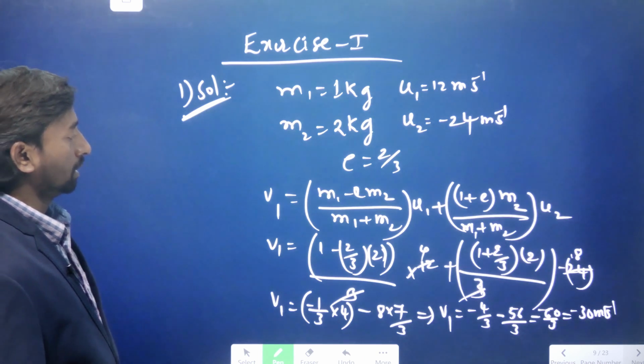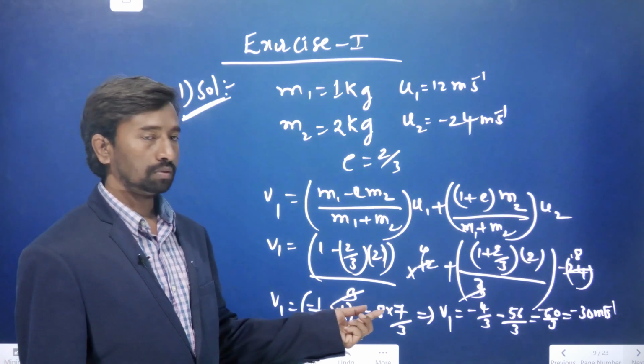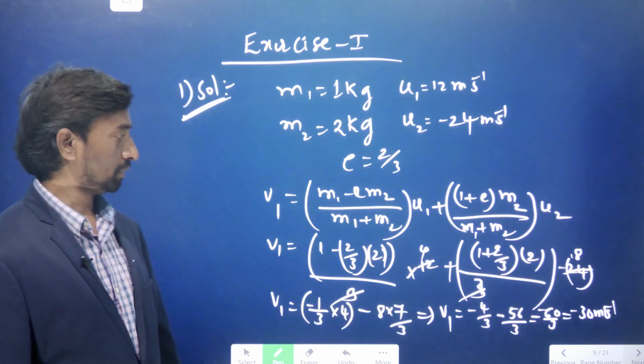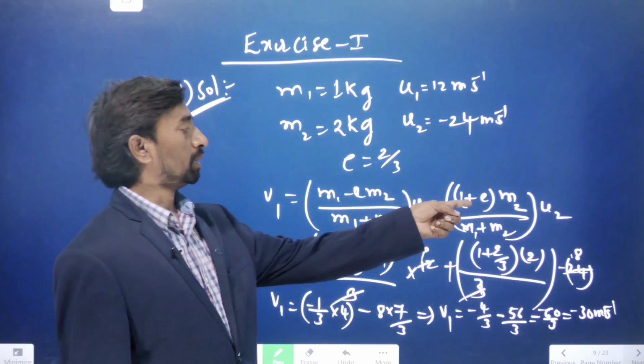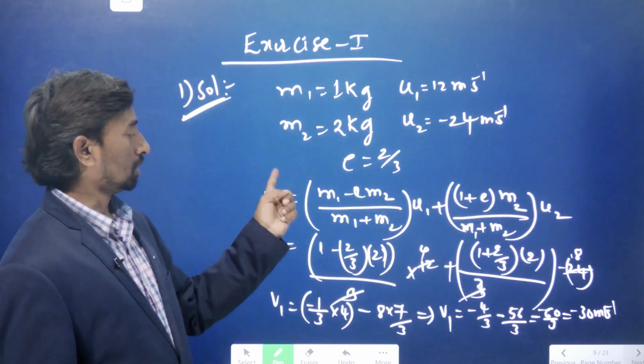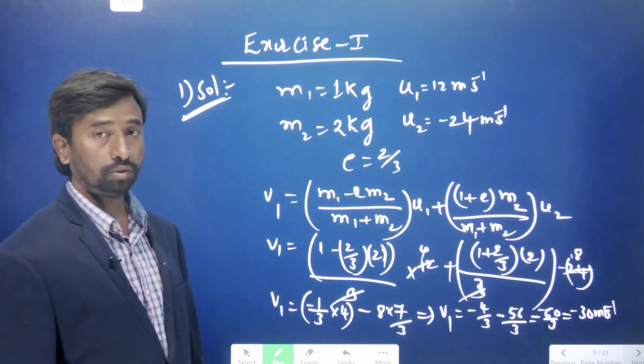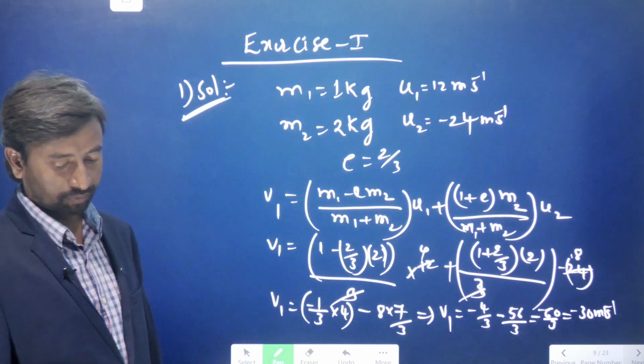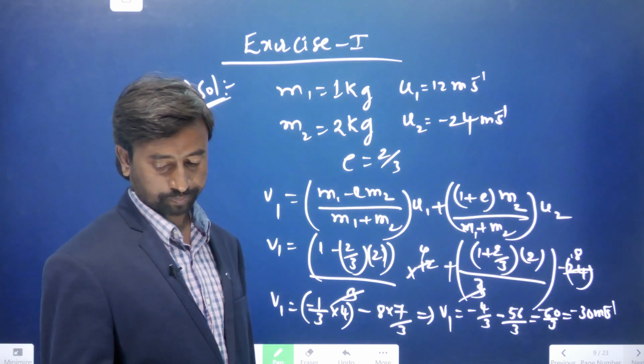Okay, we can find out the second one also. V2 also we can find out there. V2, what will we get here? (1 + e) m1 divided by (m1 + m2) into u1, plus (m2 - e m1) into u2. So by using that we'll get that answer.